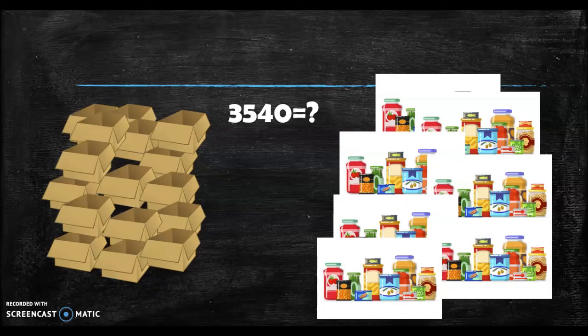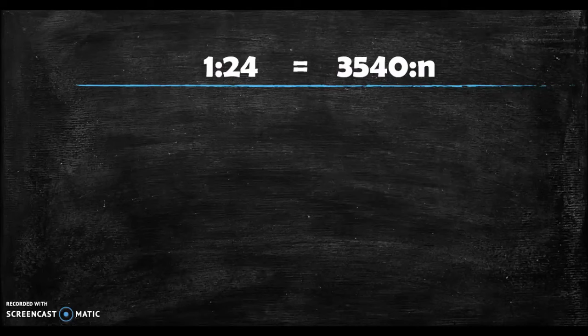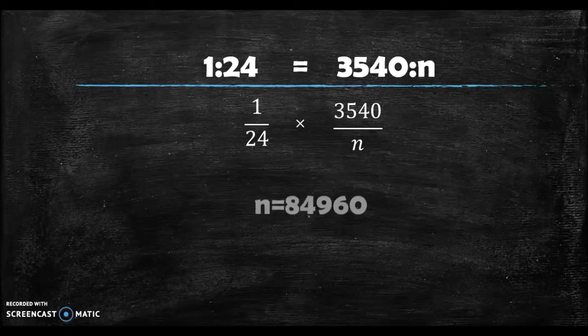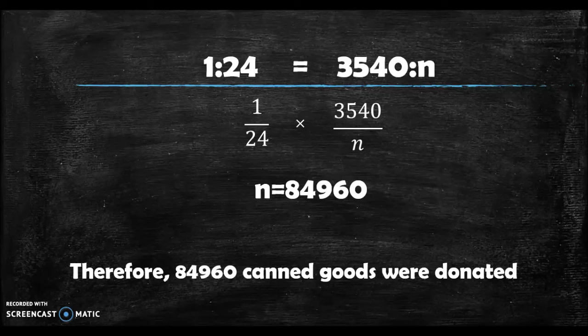To solve this problem, the first thing to do is to write 1:24 is equal to 3,540 is to n. N stands for the number of canned goods. So we are going to do cross multiplication. Then it will be 1 multiplied by n, and 24 multiplied by 3,540. Then it will become 1n is equal to 84,960. Therefore, 84,960 canned goods were donated.